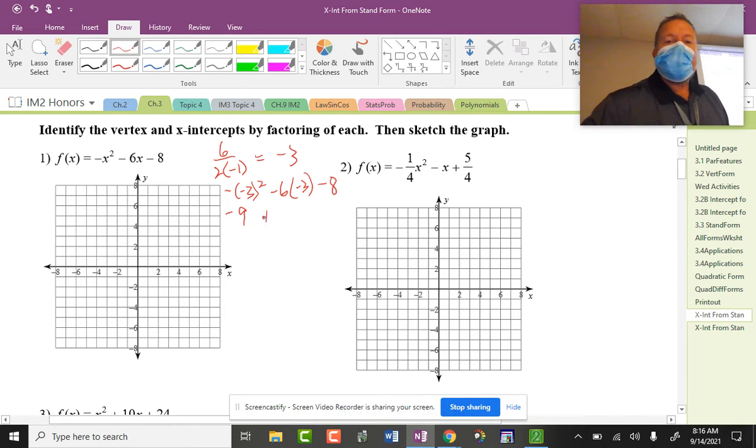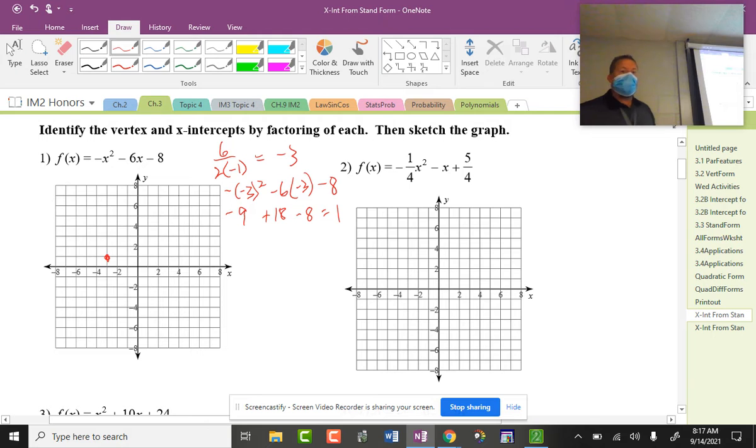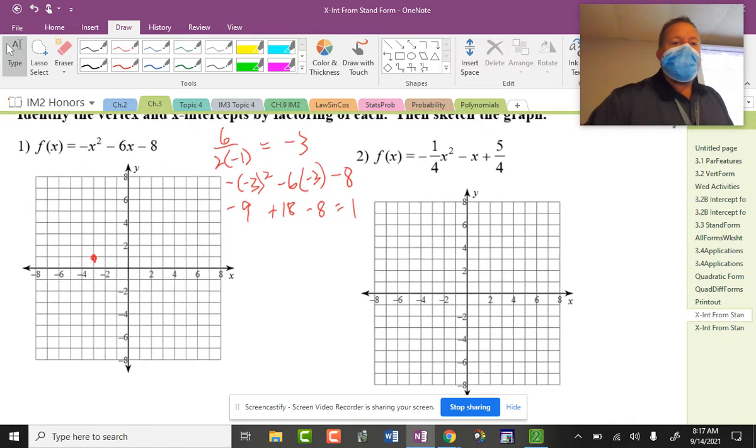This is 18. And then this is minus 8. So it looks like 10 and negative 9, 1. So the vertex is negative 3, 1. 1, 2, 3, 1. All right, negative 3, 1. And then the next thing is we should know this is going down because it's a negative x squared. Okay, now here's the lesson of the day, and it really isn't a big deal.